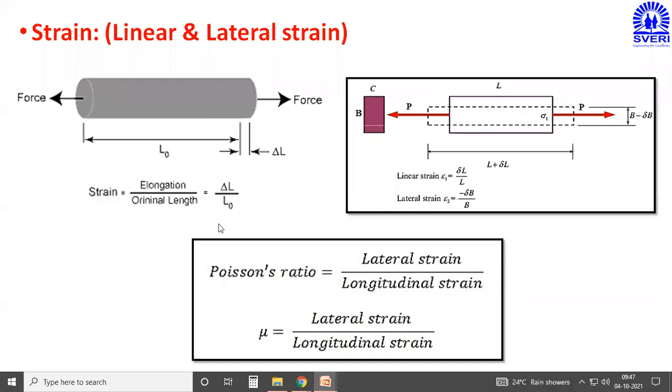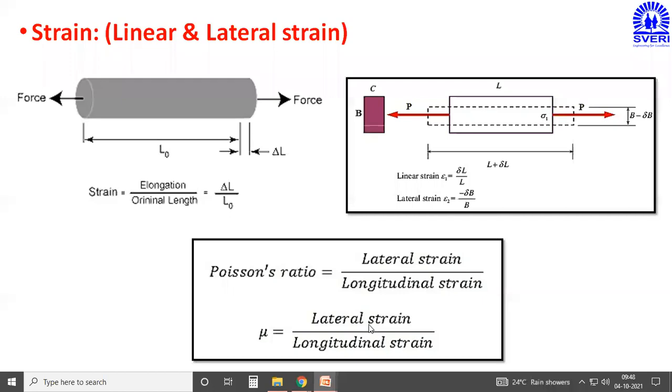In addition to that, there are two important types of strain, linear and lateral. Linear means the strain induced in the direction of force; that strain is called linear strain. And strain induced perpendicular to the direction of force is called lateral strain. For example, if the force is applied in the x direction, whatever strain is induced in x will be the linear strain. But some amount of strain will be induced in the y direction as well as the z direction, though the force is not applied in the y or z direction. That strain is called lateral strain.